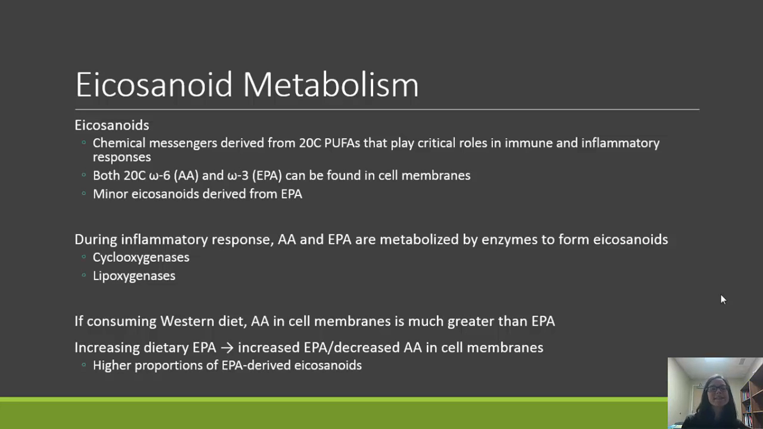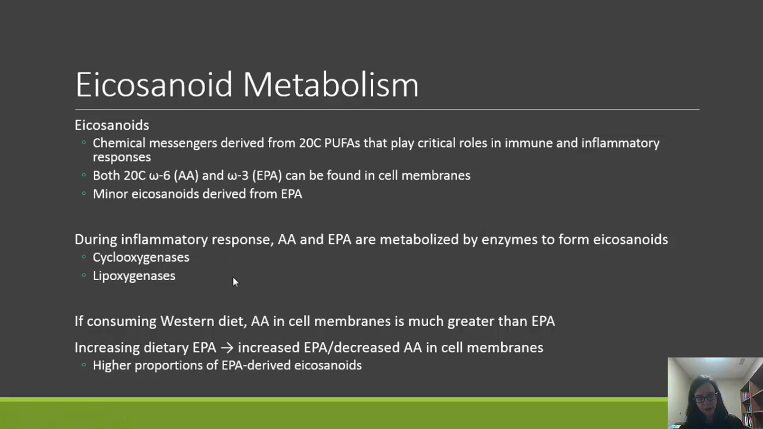Now, we do get some eicosanoids that are derived from EPA, but the vast majority of the eicosanoids are derived from arachidonic acid. During the inflammatory process, these 20 carbon fatty acids are metabolized by enzymes to form eicosanoids, and the formation of eicosanoids goes in two different paths: our cyclic pathway and our linear pathway. Cyclooxygenases are the enzymes for our cyclic pathway, and lipoxygenases are the enzymes for our linear pathway.